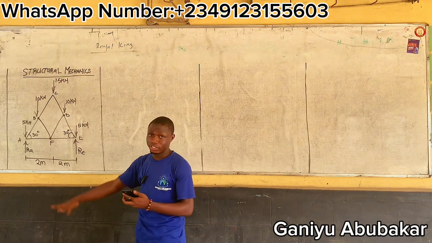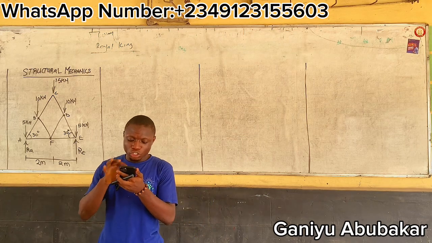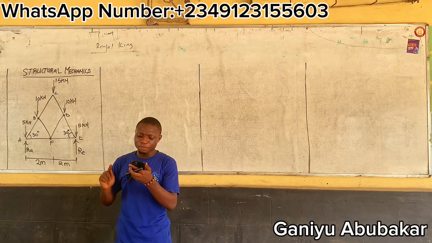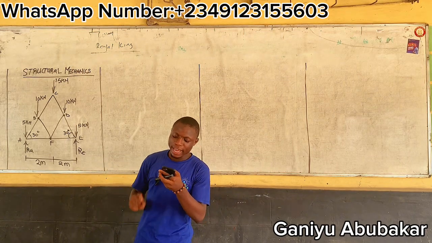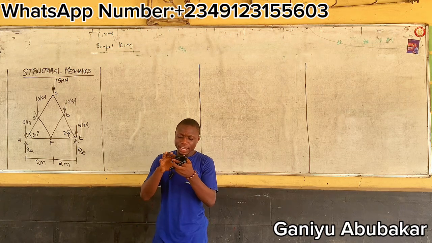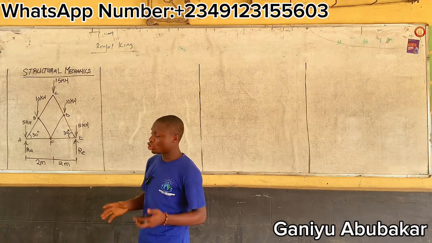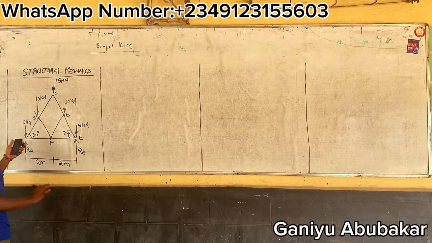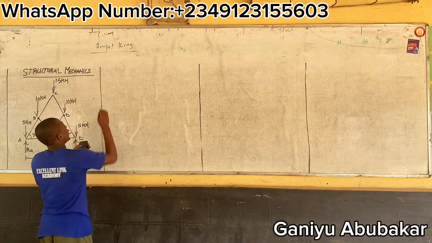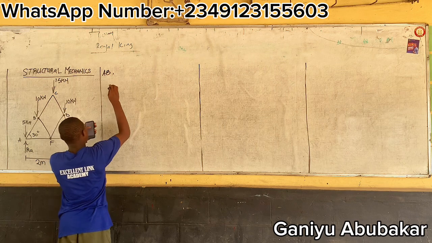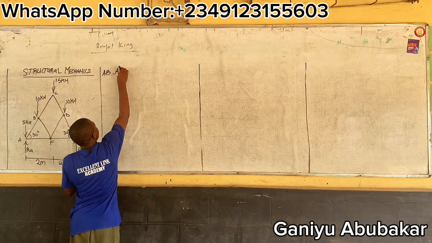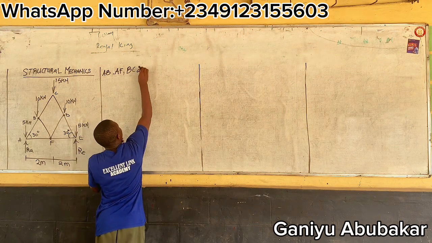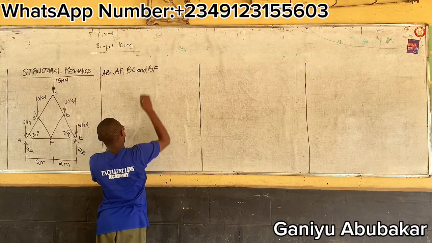This is a question on trusses, right? It says: using the method of joints only, determine the force in members AB, AF, BC, and BF of the frame shown below. So this is a frame structure. What I'm asked to find are several members: member AB, member AF, member BC, and finally member BF.